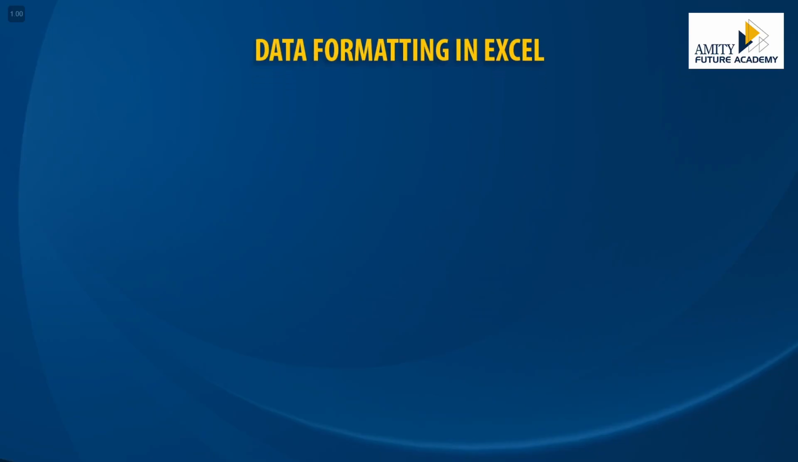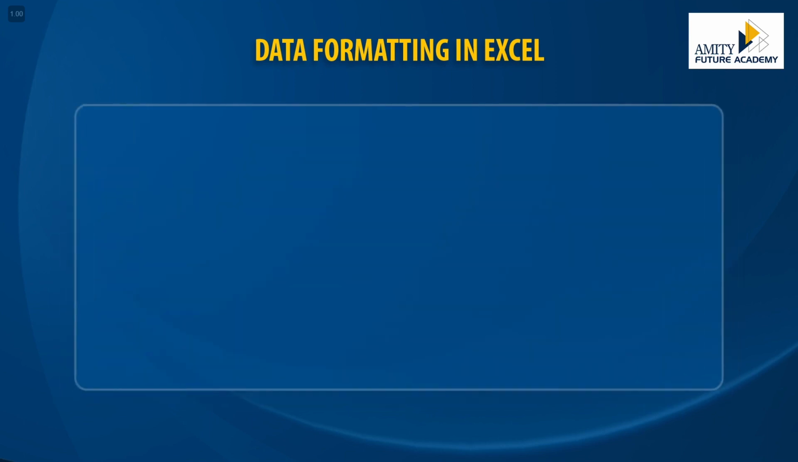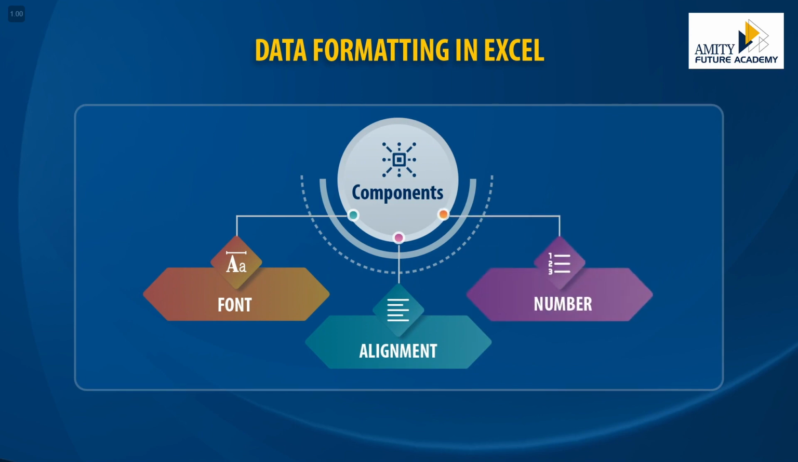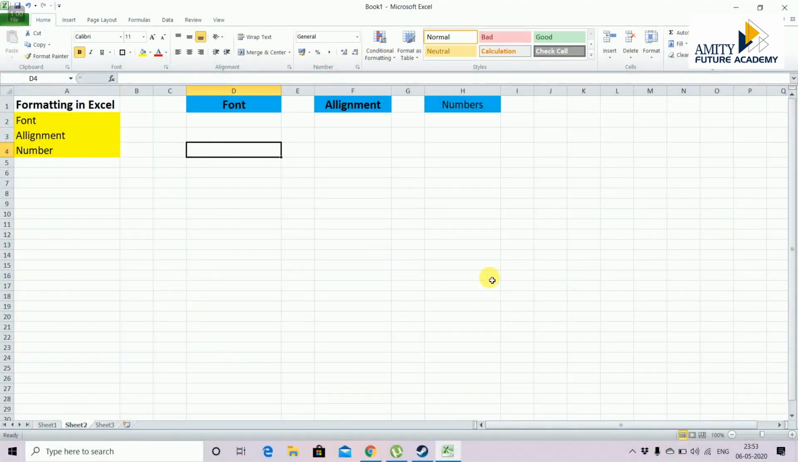Hello guys, in this tutorial we are going to learn formatting in Excel, and following are the topics that we are going to cover. The first one is font, the second one is alignment, and the last one is number. So once you open your Excel, you can see these options on your top left. As you can see over here, font, alignment and number. So we are going to start with font first, and I will write something in this cell now.